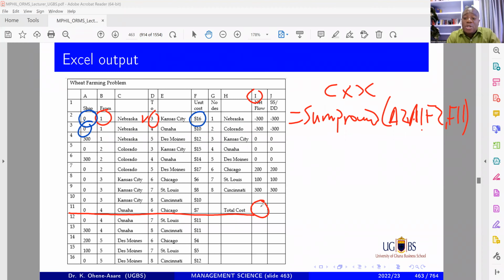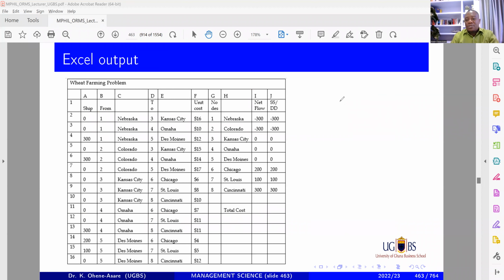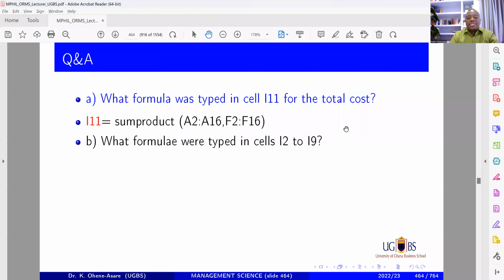Another way you can do it is to say A2 times F2, A3 times F3, A4 times F4, A5 times F5, A6 times F6, and so on. But normally that can take long. So this is the one that you can use. Let me show you how you would normally write it. If you use SUMPRODUCT, you get the answer.